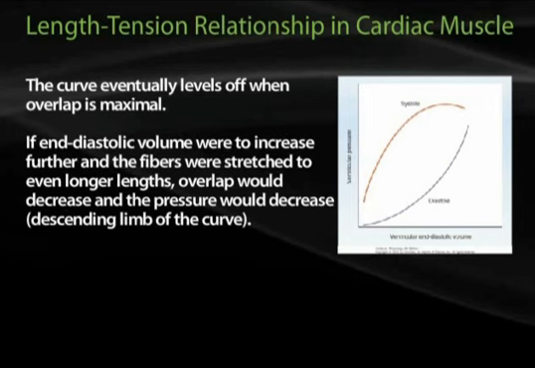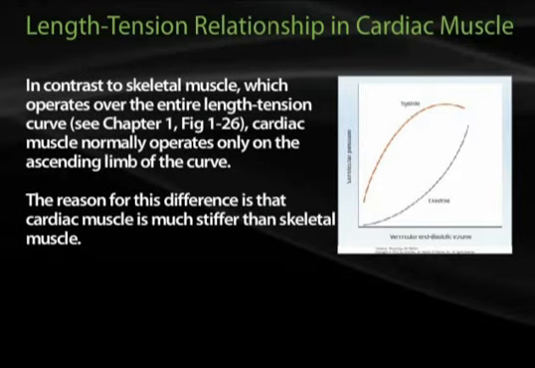This is the Lmax. If end-diastolic volume were to increase further and the fibers were stretched to even longer lengths, then the overlap would decrease and the pressure would decrease as well, which is the descending limb of the curve. Meaning that if you stretch the heart out too much with a greater left ventricular end-diastolic volume, eventually the amount of systolic pressure begins to decrease, and this can be seen to the right of the red curve.